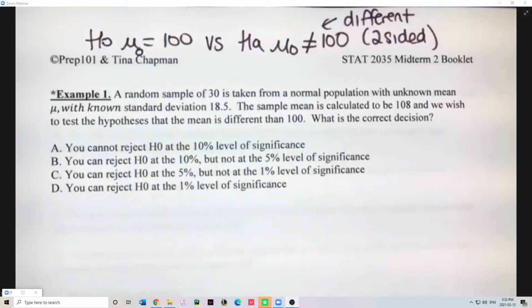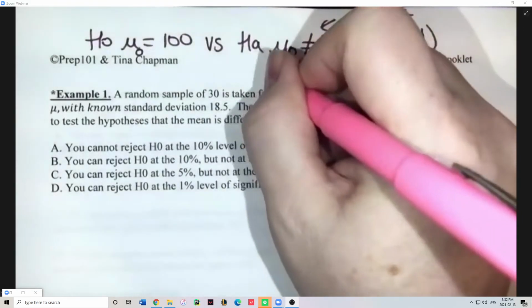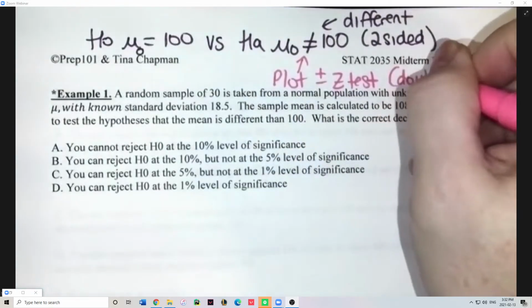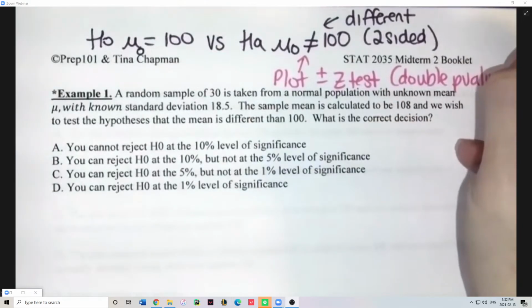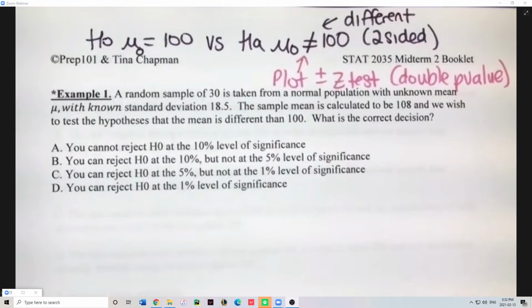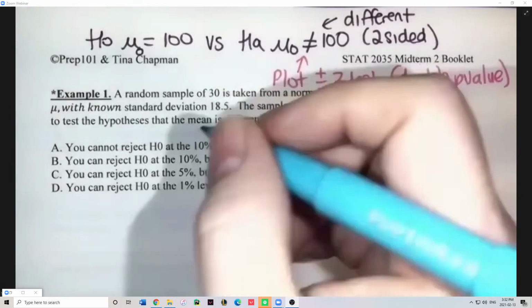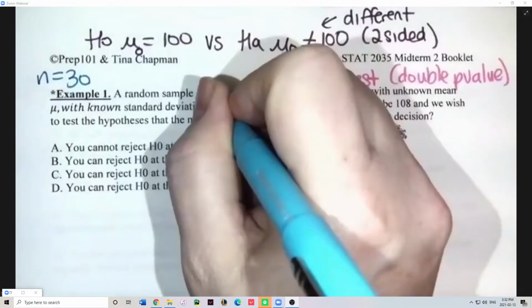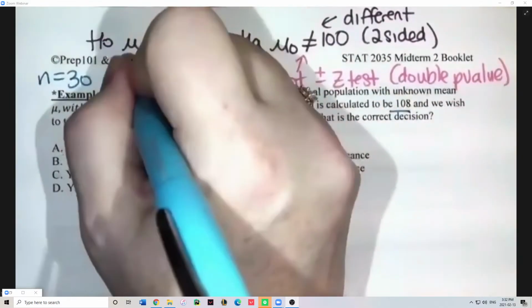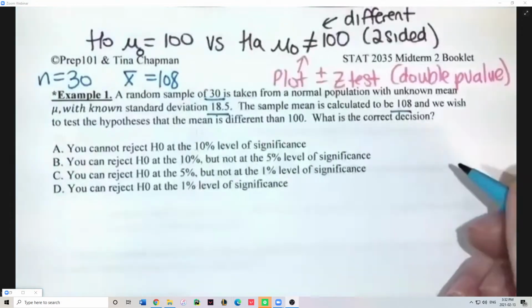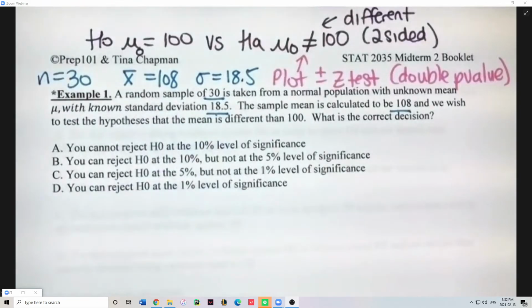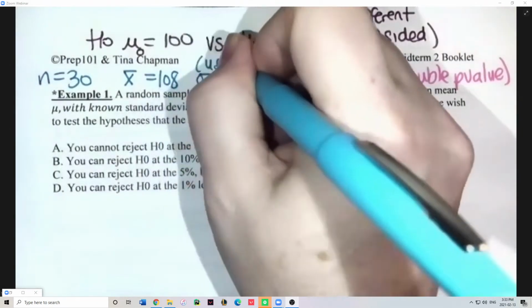So when we have a two-sided test, this means that we're going to plot plus and minus Z test. So we're going to double the p-value on one side to get the total p-value. Now, what do they tell us? A random sample of 30, so n is 30. The sample mean is 108. And known standard deviation, so sigma is 18.5. And sigma means that we're using Z.